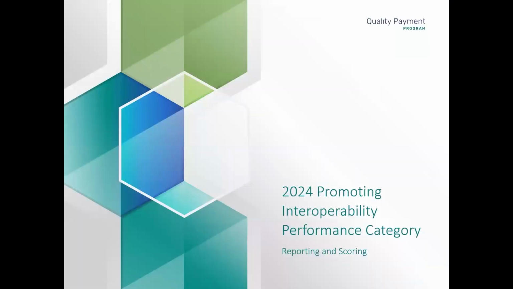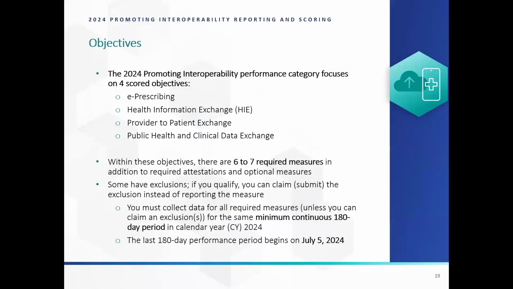Okay, so now we're going to delve into reporting and scoring. Next slide. So we have a number of objectives, and under objectives, we have measures. The 4 scored objectives are e-prescribing, health information exchange, provider to patient exchange, and public health and clinical data exchange. Depending on your HIE options, that will determine if you're submitting 6 or 7 measures. There are definitely attestations that are also required.